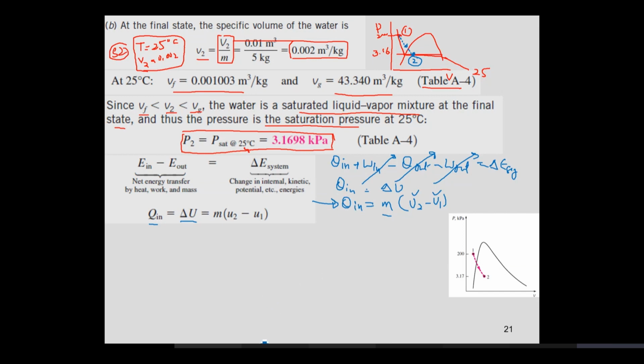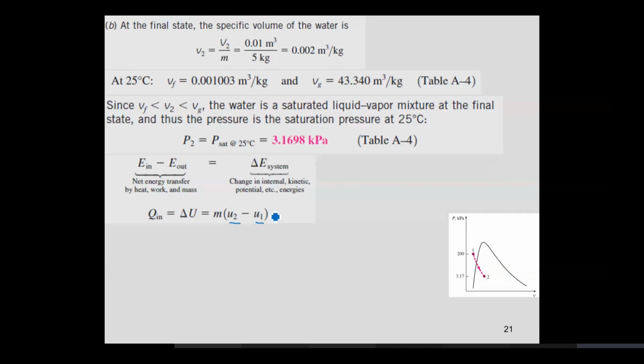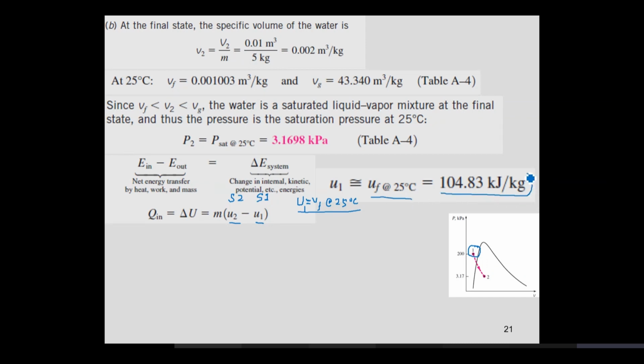So how can I find out U2 and U1? The internal energy at state 1 and the internal energy at state 2. Any idea how can I find it out? For state 1, I am in compressed liquid region. So for compressed liquid region, U can be approximated as Uf at the temperature, which is 25 degrees centigrade. So U1 is essentially Uf at 25 degrees centigrade, which comes out to be 104.83 kilojoules per kg. Is it clear so far?